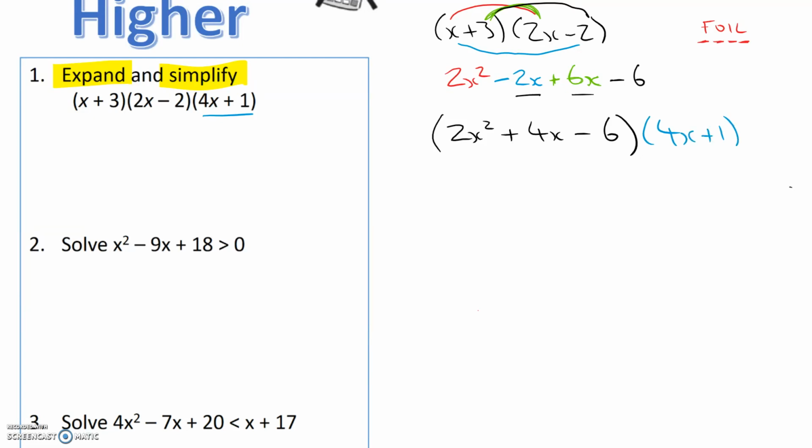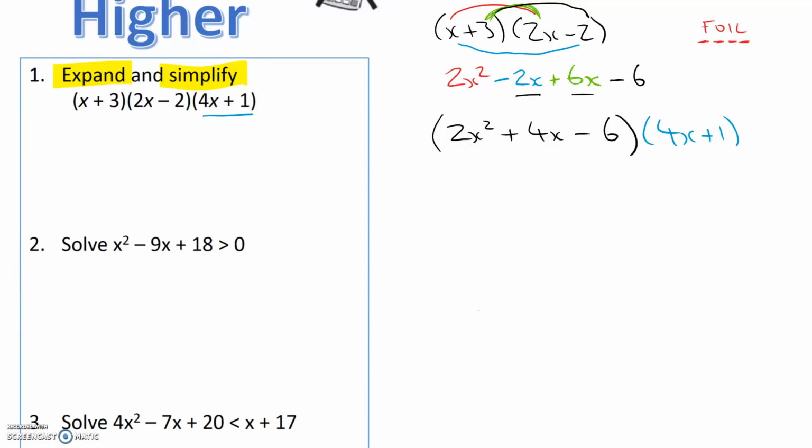Now what that means is we need to multiply every term in this bracket by every term in this bracket. So we're going to do the 4x multiplied by that, that, and that. And then we're going to do the 1 in this bracket multiplied by that, that, and that. Now you don't have to write out the next part as I'm going to, but it might help you to see what's going on.